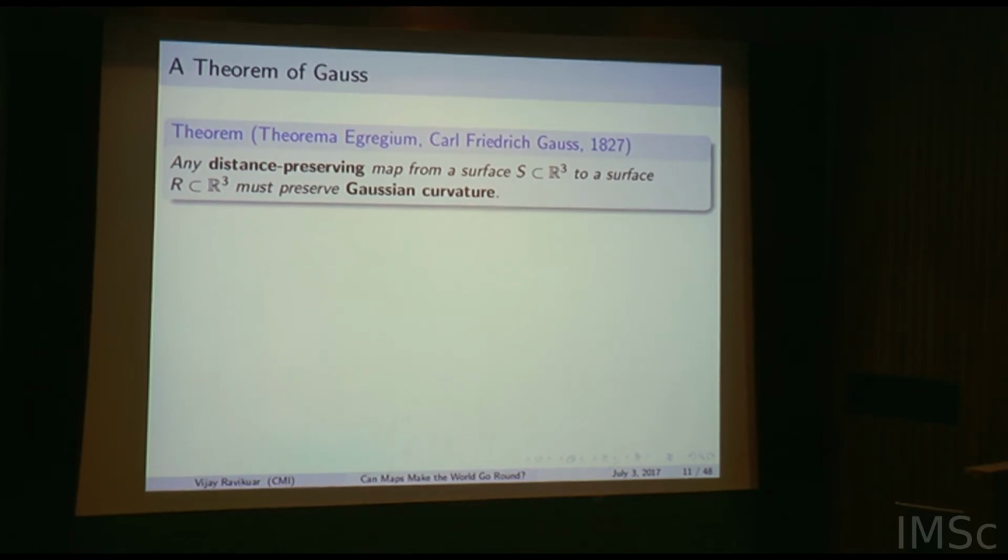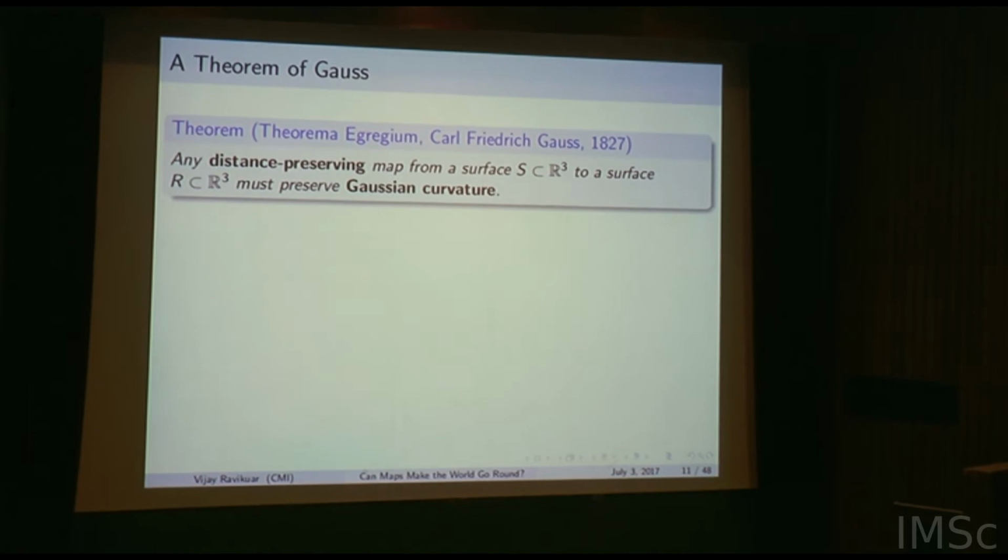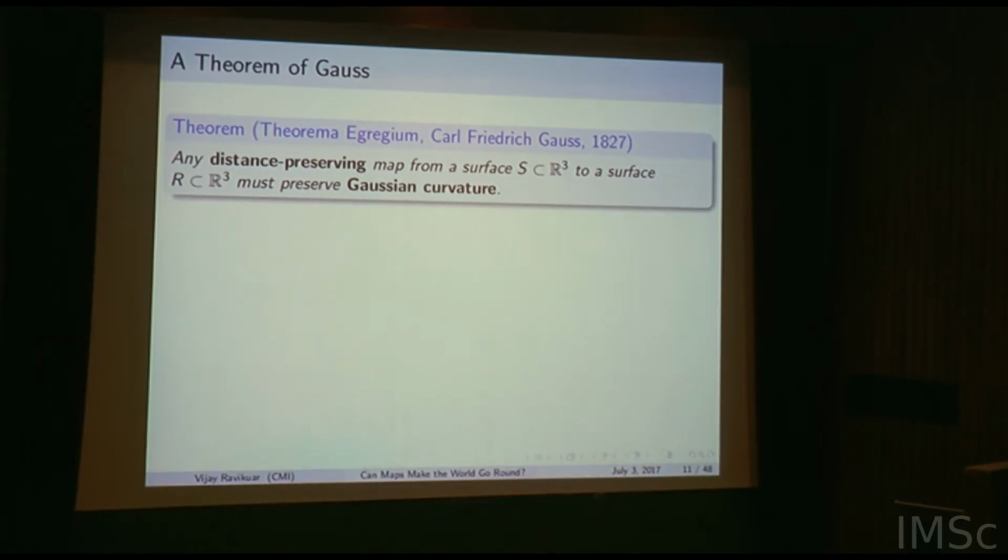So the reason that I wanted to bring up curvature, and the reason it has to do with our discussion about maps, is that there's a special theorem of Gauss that is called the Theorema Egregium. It's going to come up again tomorrow. But one formulation of it is that any distance-preserving map from a surface S sitting in R3 to a surface R sitting in R3 must preserve Gaussian curvature.